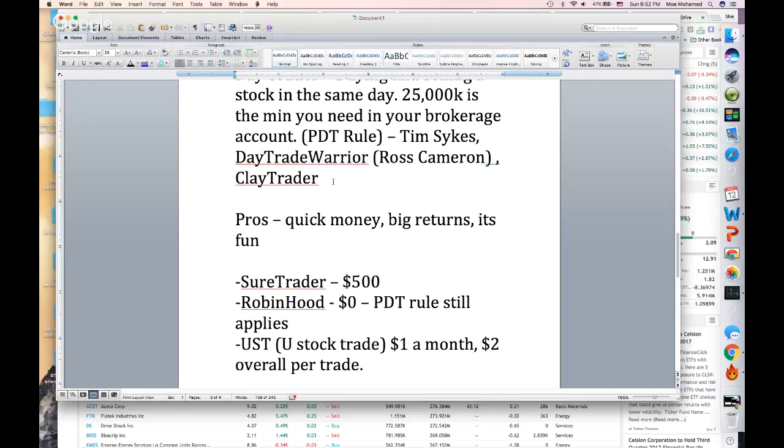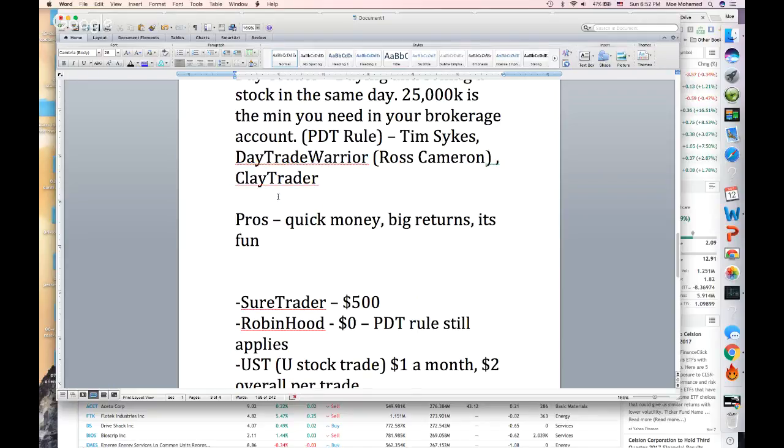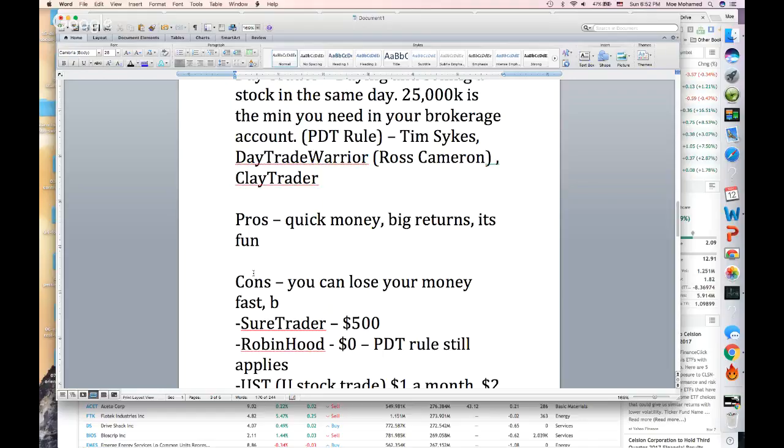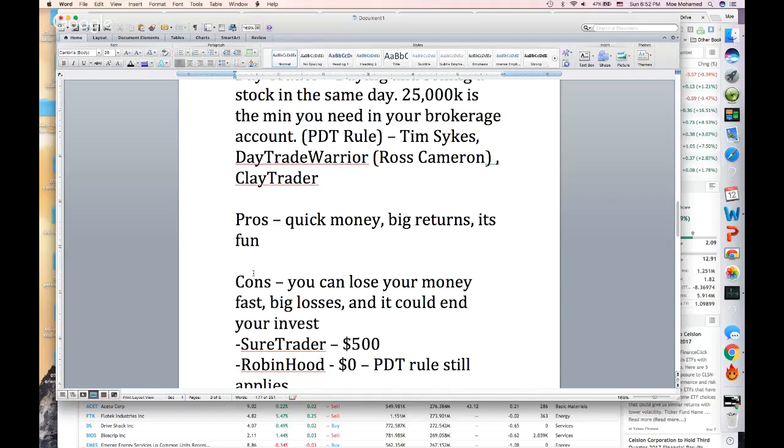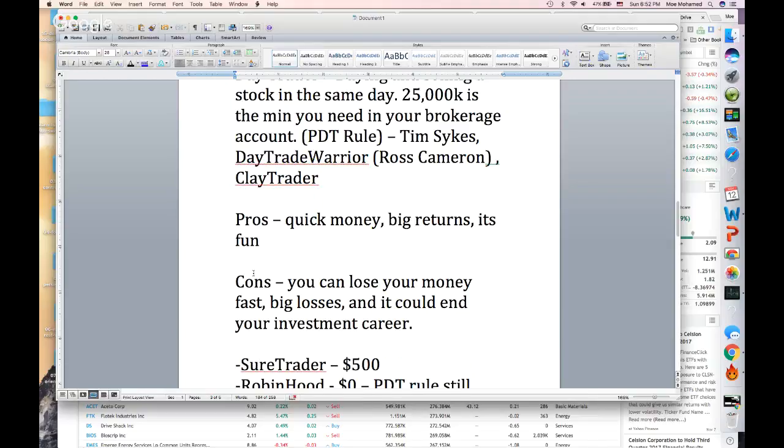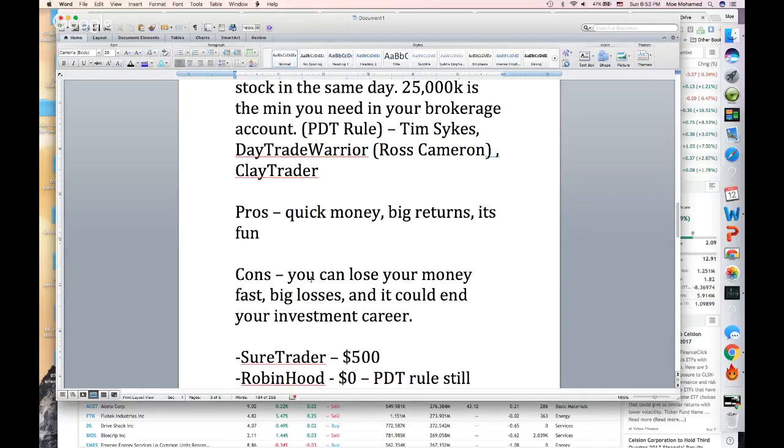I remember when I first started day trading, I was so hyped. But yeah, quick money, big returns. It's fun. Cons. It's quick money, but you can lose your money fast. Big losses, and it could end your investment career. I know a lot of people who just throw all their cookies in one jar and cross their fingers and hope this penny stock goes up 40 cents. And then it ends up crashing or going OTC, and then they lose all their money, and then they're done. So those are the pros and cons.